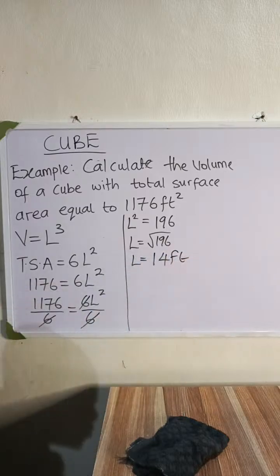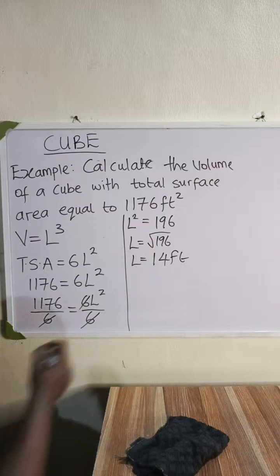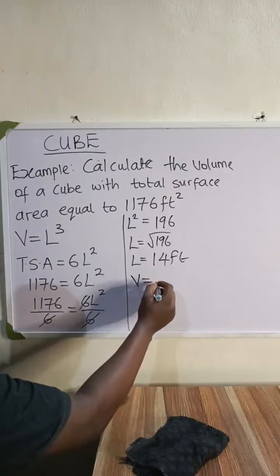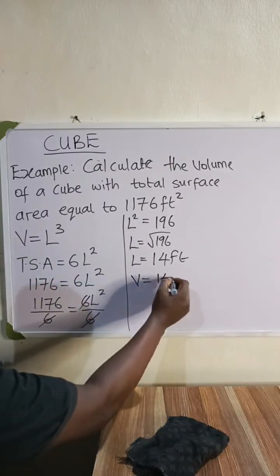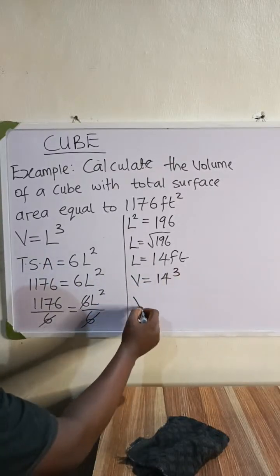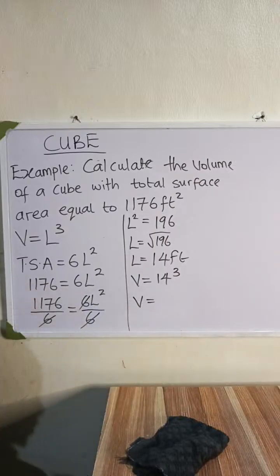Okay. So now we know the length to be equal to 14 feet. We can now find the volume of this cube. So the volume is equal to 14 to the power of 3. 14 times 14 times 14. What's it going to give us?